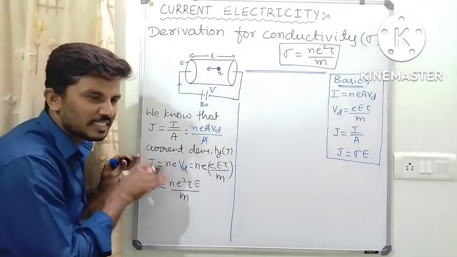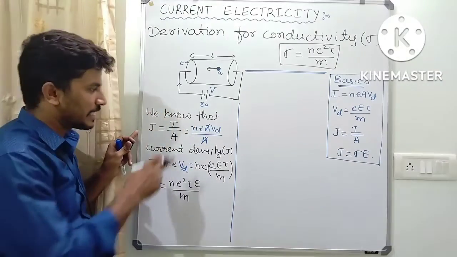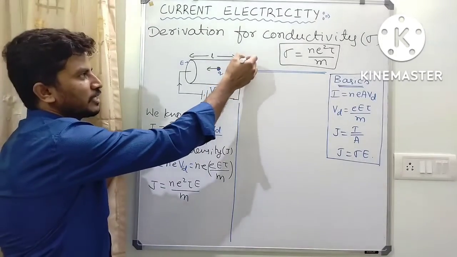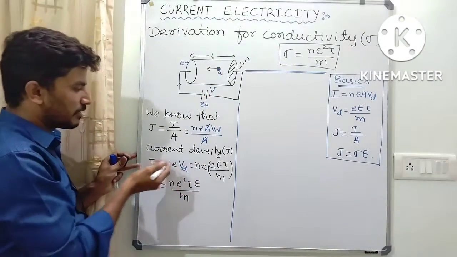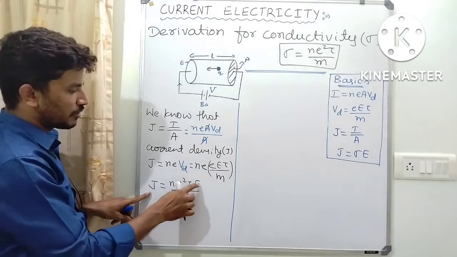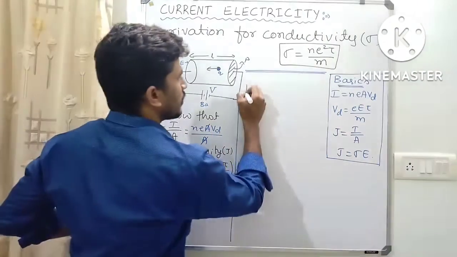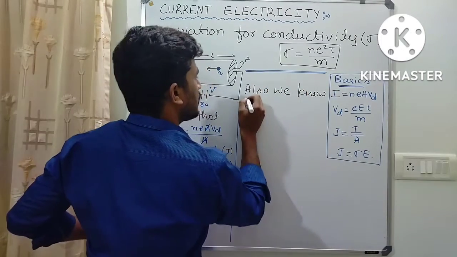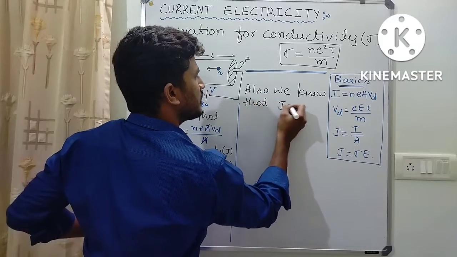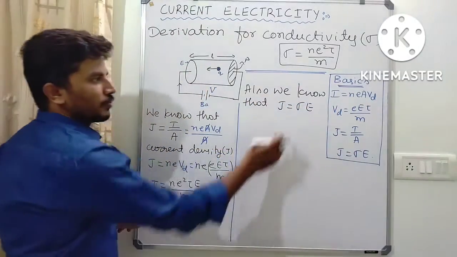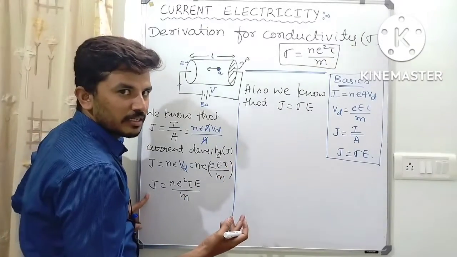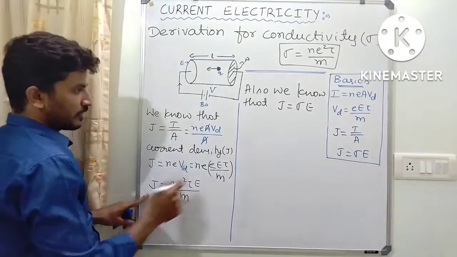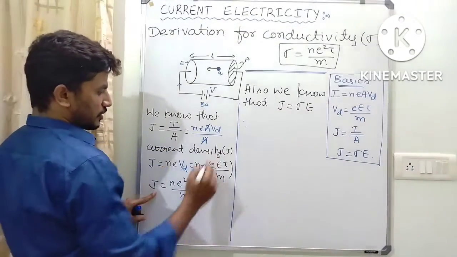But you have to write a few sentences here. J is called current density, I is called current, A is called area of cross section of this wire, m is mass. Okay, like that you have to write a few sentences. So J is equal to N e squared tau E divided by m. Also, we know that J is equal to sigma into E, where sigma is called conductivity, J is called current density, E is electric field. Now, comparing this equation 1 and 2.